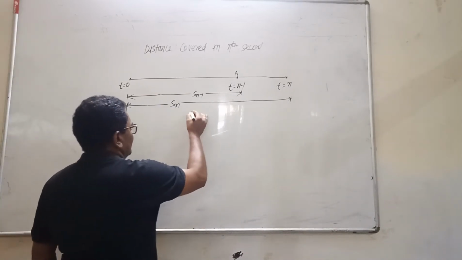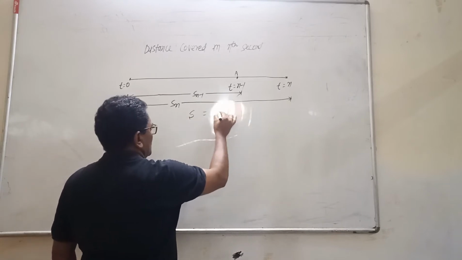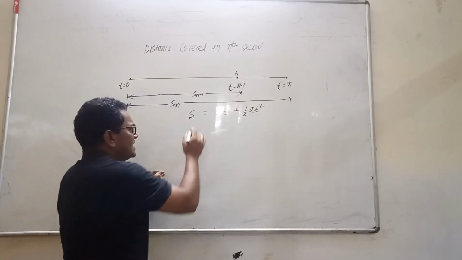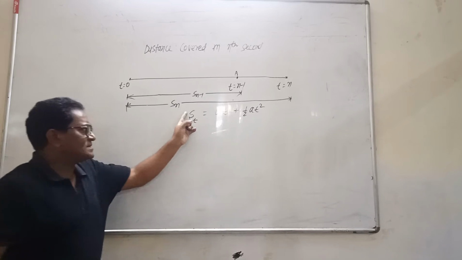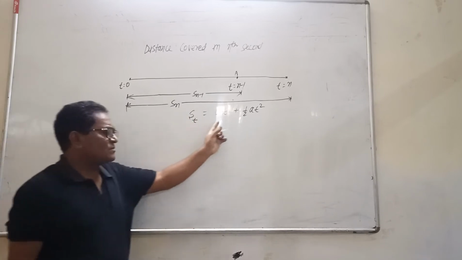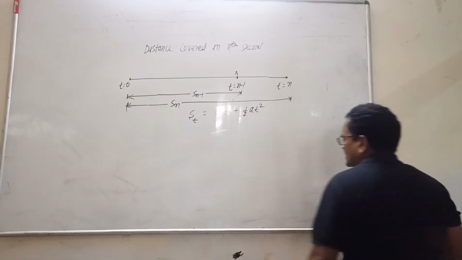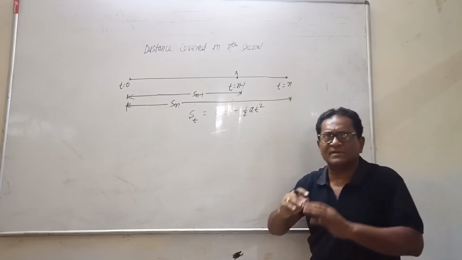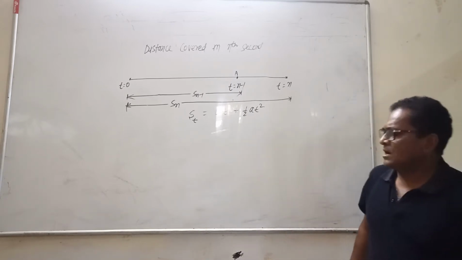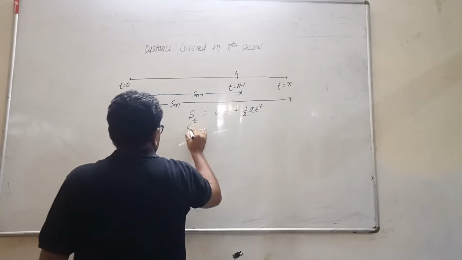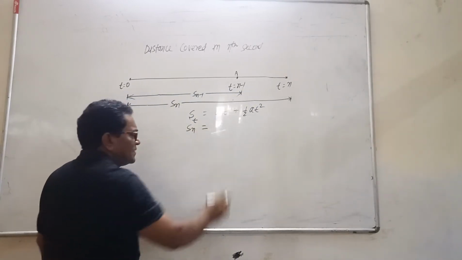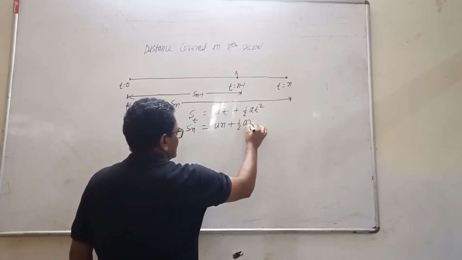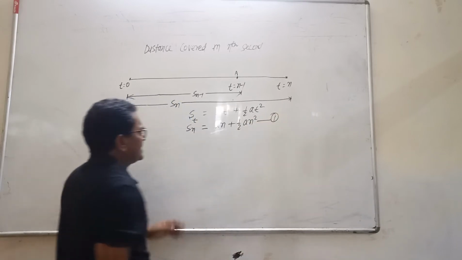Now the second formula for motion, s equals ut plus half at square. This is the distance covered in time t second. Suppose you have to find the distance covered in 5 seconds, so you will use the value of time as 5 seconds. Now the distance covered in n seconds is given by Sn, so we will replace t by n: un plus half an square. This is the distance covered in n seconds.